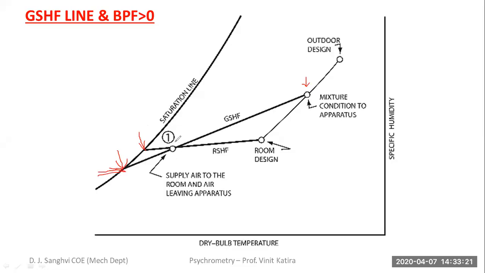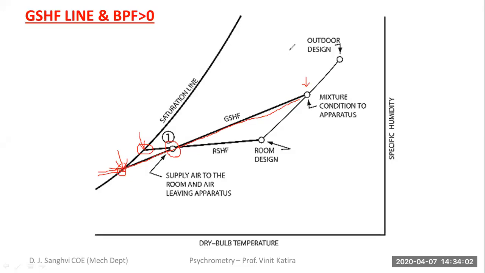How we locate this point is a different story altogether. The supply condition you will understand when we start solving numericals. At the moment you need to understand that because bypass factor is greater than 0, this ADP is not going to work. We'll need a lower ADP. So your GSHF line originating from the mixture condition has to be slightly lower, and the intersection of the RSHF line and GSHF line would give us the supply air condition to the room. This will seem a bit confusing at this time, but when we start solving numericals it will be fairly easier.